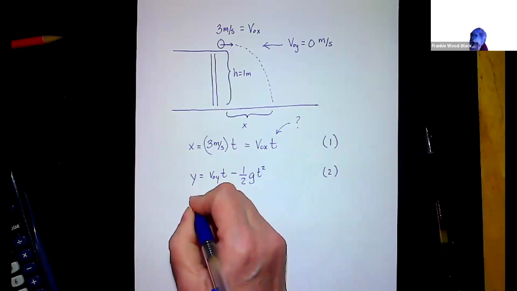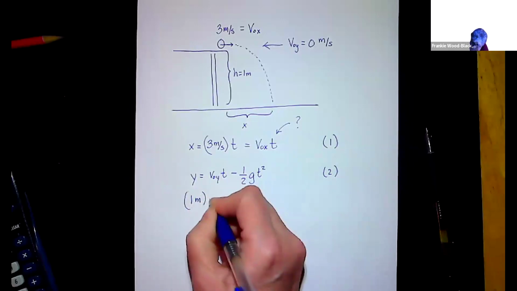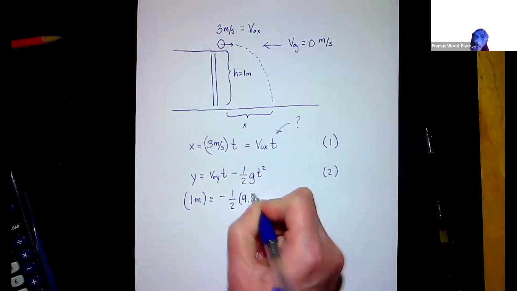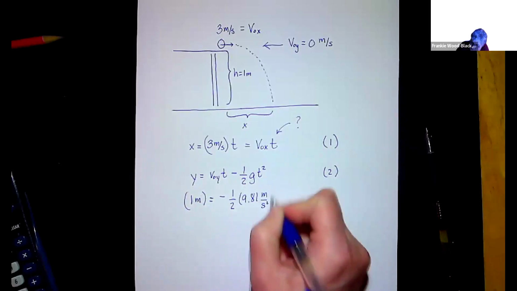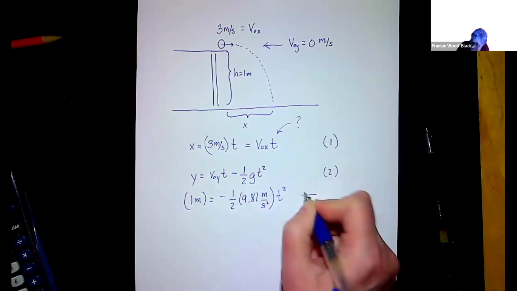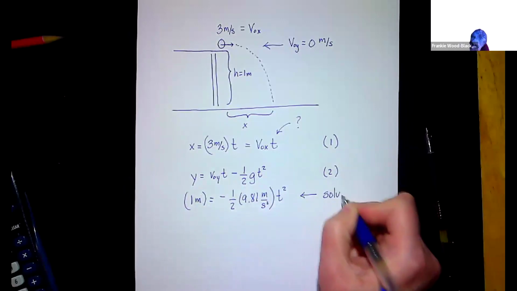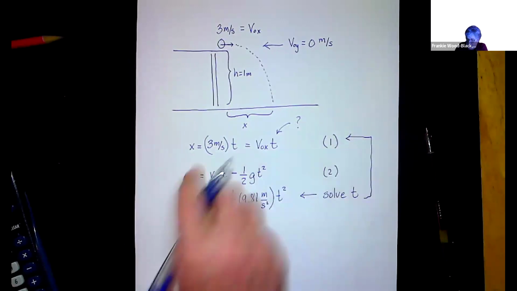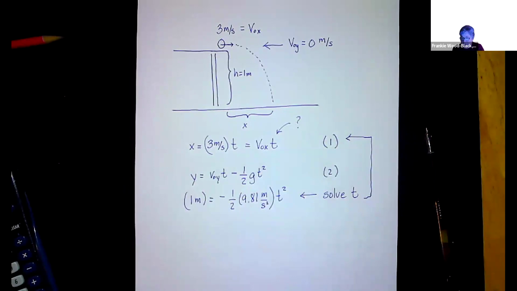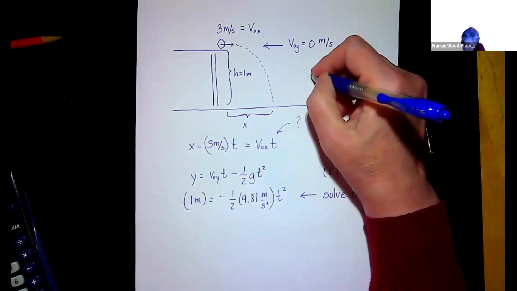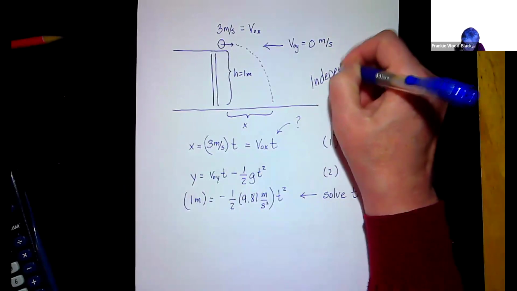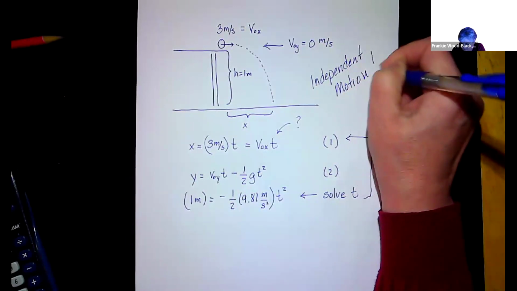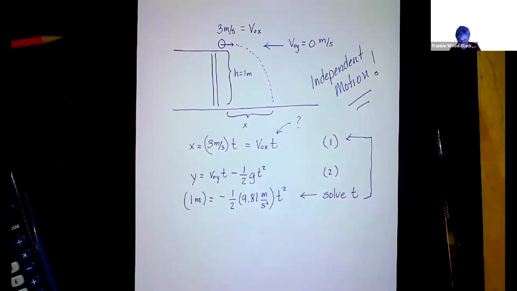So I get my height, 1 meter, is equal to minus 1/2 times 9.81 meters per second squared times time squared. I can solve for time, plug that back up into here, and I can solve for distance. I get two equations, two unknowns, because I have independent motion.